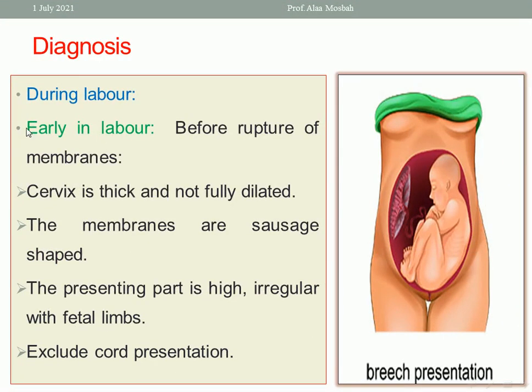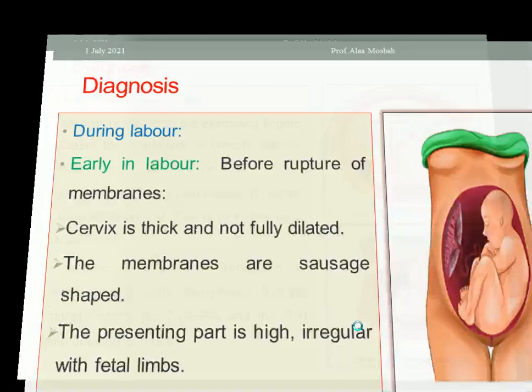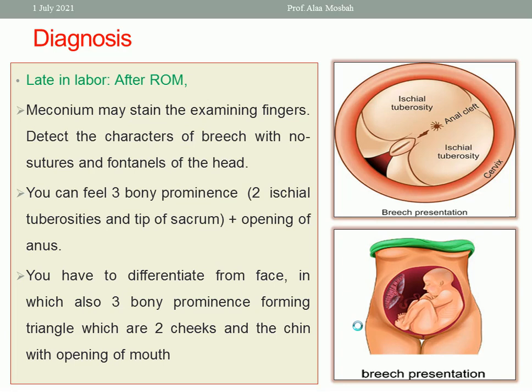Okay, let us continue. During labor, as regards breech presentation, before rupture of membrane and after rupture of membrane. Before rupture of membrane, while the membrane is still intact, the cervix is thick, not fully dilated, and the membrane is sausage shaped. The presenting part is high and irregular, and fetal limbs can be felt. We should exclude the presence of cord presentation because it is very important.